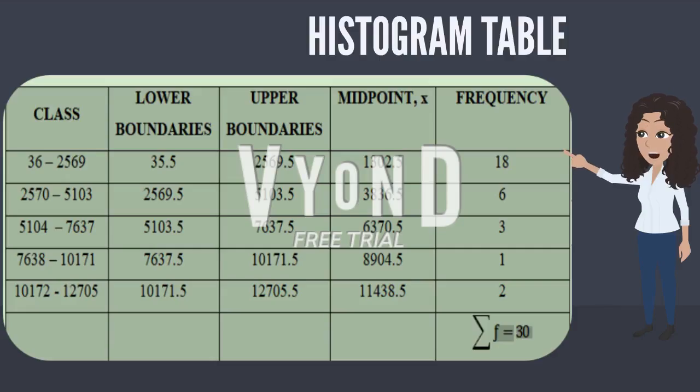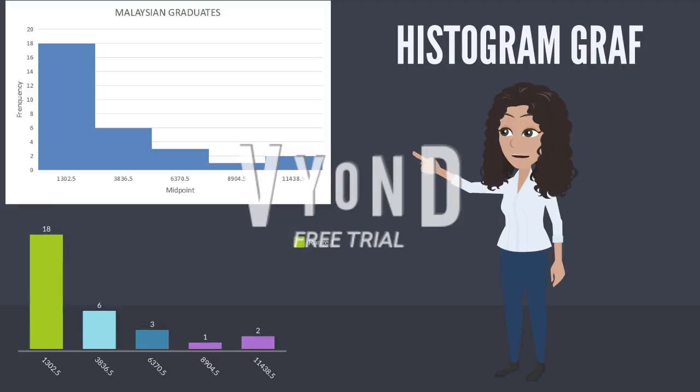The histogram was chosen as the graphical method since it is a bar graph that emphasizes the distribution of values and frequencies. The histogram has 5 classes, starting from 36 to 2569. Now I want to explain the histogram. The graph shows Malaysian graduates going downward from frequency 18 to frequency 2. The highest peak frequency is 18, with midpoint 1302.5. The lowest frequency is 1, with midpoint 8904.5.